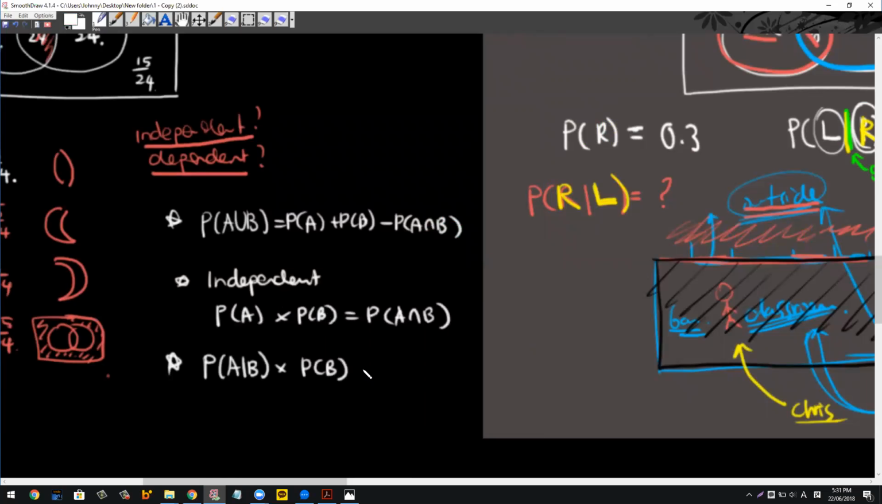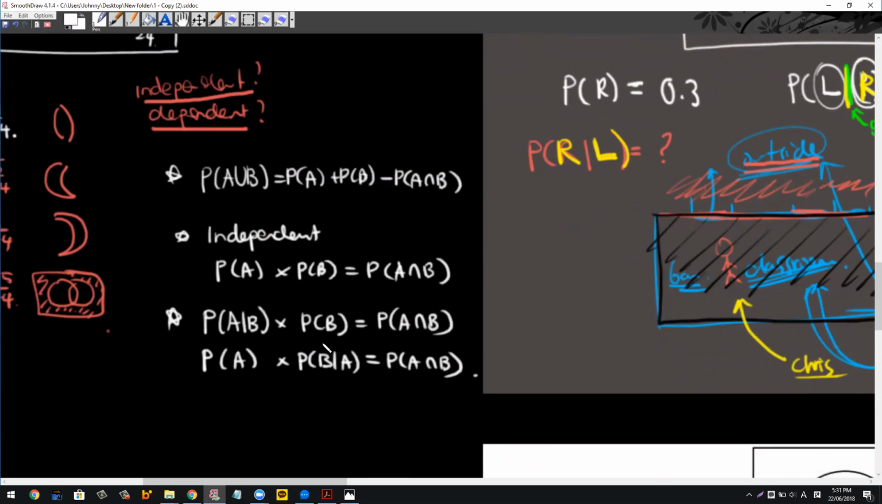So A times B is equal to A and B. Understand? Another way is probability of A times probability of B given A. So it could be A given B times B, or A times B given A. So this is equal to P of A and B. All right?